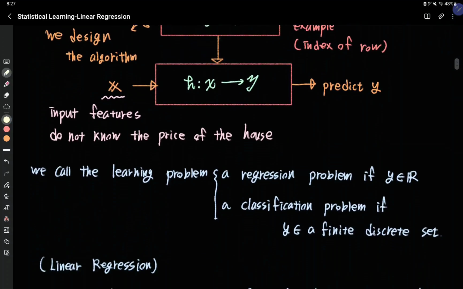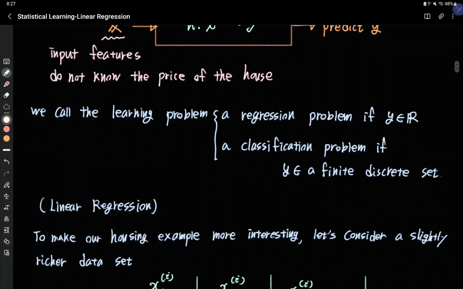So we call the learning problem a regression problem if y is in the set of real numbers. And a classification problem is when y is in a finite discrete set. It means that y can be only 0 and 1, or 1 and 2, something like this.